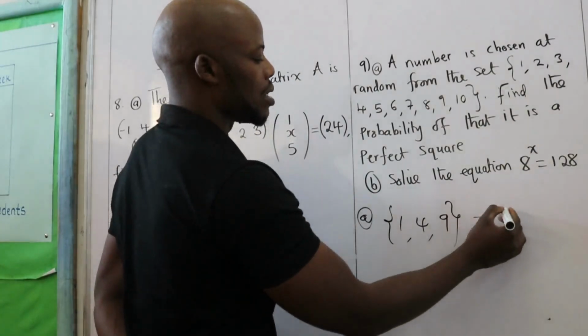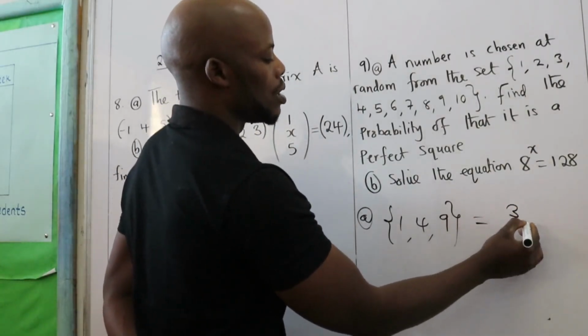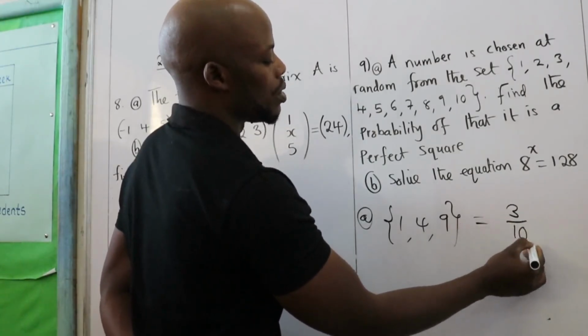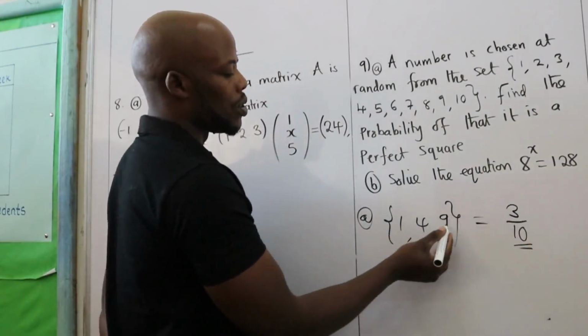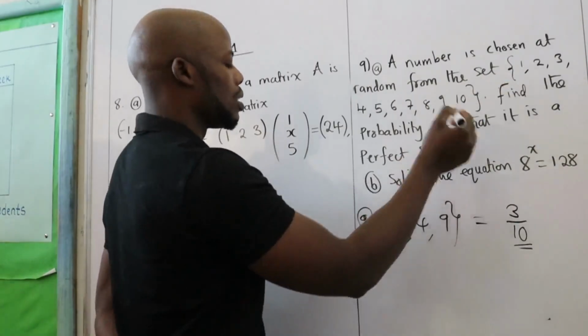So the probability will be equal to 3 over total, which is 10. There are how many? 1, 2, 3. 3 over the total, which is 10.